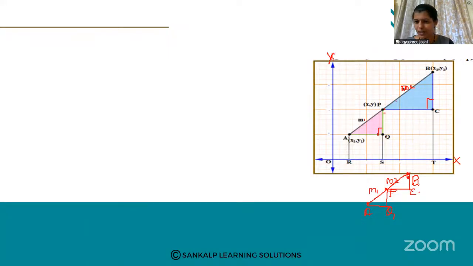So here we are observing two triangles, that is triangle AQP and BPC, right? In triangle AQP and triangle PBC, observe carefully. Here Q is 90 degrees and C is 90 degrees, right? Q is 90 degrees and C is 90 degrees. So two angles are equal.